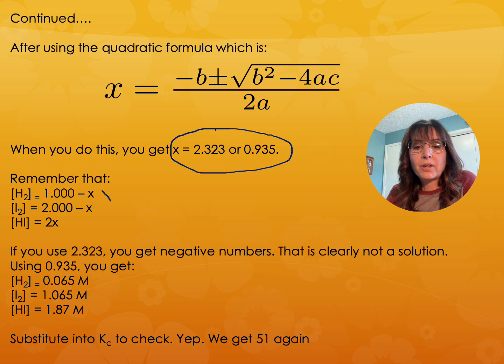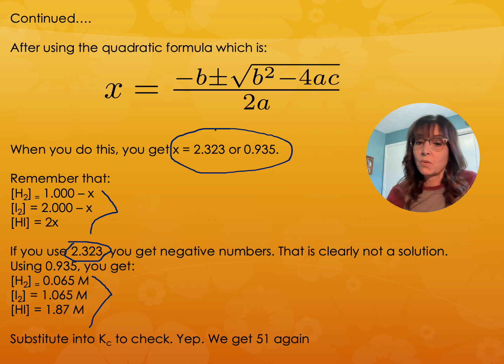Well, remember from your ICE table that these are your values. If you plug in the 2.323, you get negative values. We know that's not a solution. So use the other value and you get your equilibrium answers. And if you want to double check, you plug them into your expression and guess what? We got 51, so we did it right.